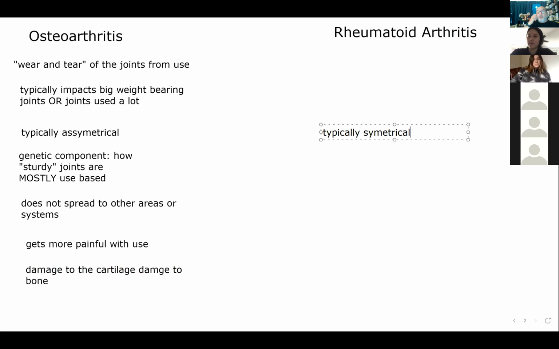Now, is it always going to be perfectly symmetrical? No, but it is typically more symmetrical. What else do we know about rheumatoid arthritis? Anybody know the cause of rheumatoid arthritis? It's okay if you don't. There we go. That's what I was looking for.